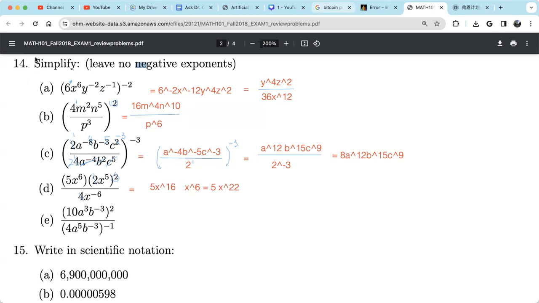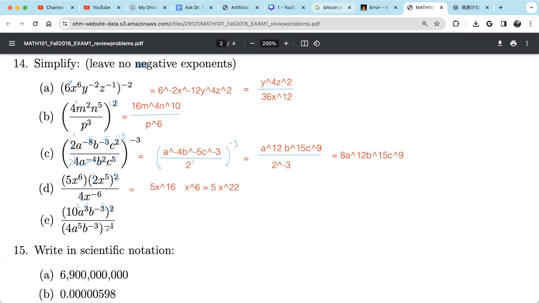Let's see E. The numerator, so inside the parentheses, everyone raised by 2. So 10 raised by 2, right? A raised by 3 times 2, that becomes a raised by 6. And b raised by -6. So then we don't have this raised by 2 anymore.